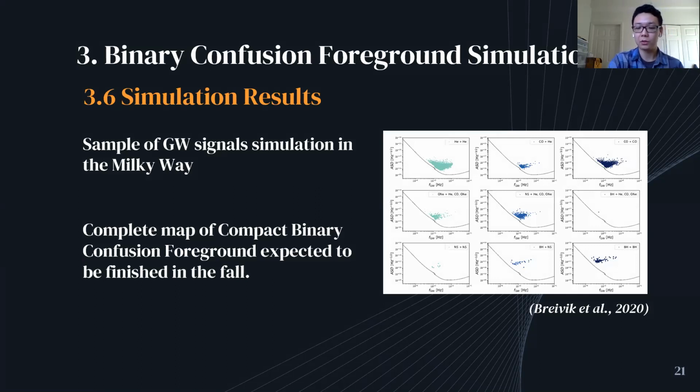With that, to better understand the confusion foreground, here is an example for the binary population of the Milky Way, done using COSMIC, of course, by Dr. Breivik and the members of CIERA at Northwestern. Each point here represents a resolved binary system that can be detected by LISA. The complete map of extragalactic binary confusion foreground thus is expected to be done in the fall.